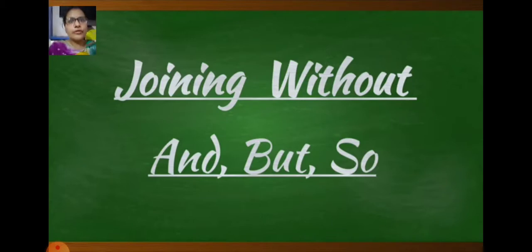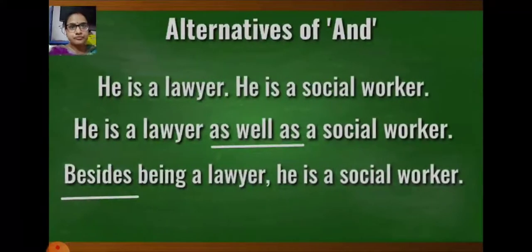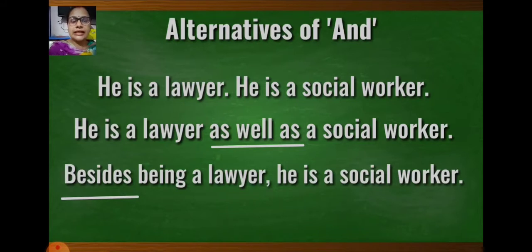Your topic, which I have already discussed with you, is joining without and, but, and so. First we start with alternatives of and. When you are supposed to use and, instead you can use as well as, also, and sometimes besides. But whenever you use besides, make sure there must be a comma between the parts of the sentence. That is the compulsory thing you have to keep in your mind.